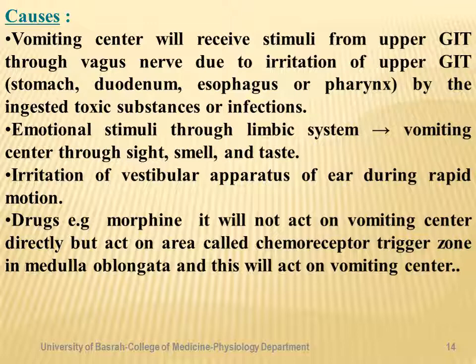So the causes of vomiting are stimulation of the vomiting center for any reason: irritation of the upper GI tract, emotional stimuli, irritation of the vestibular apparatus, and drugs. Vomiting can also occur in pregnancy, and this is one of the symptoms in pregnant females, but it is under the effect of hormones. We do not consider it a pathological condition. Usually we consider vomiting a pathological condition, but in a pregnant female I cannot consider it pathological; it is physiological, a normal thing, one of the symptoms of pregnancy.